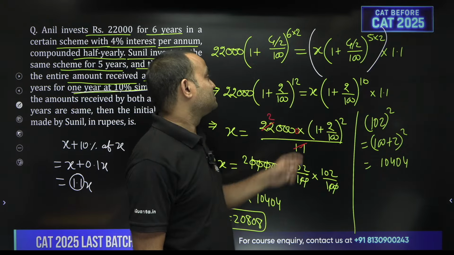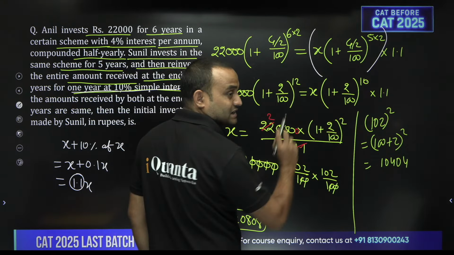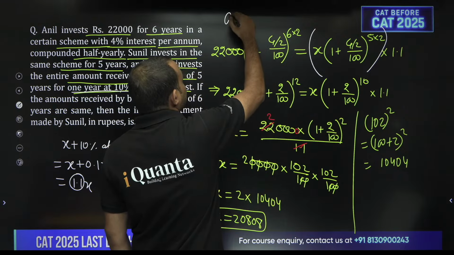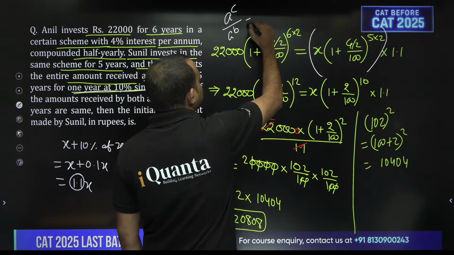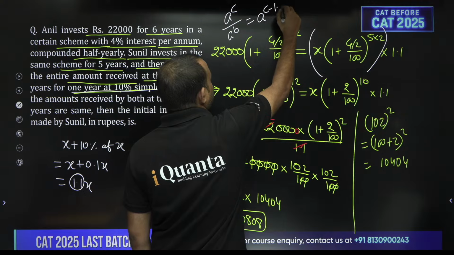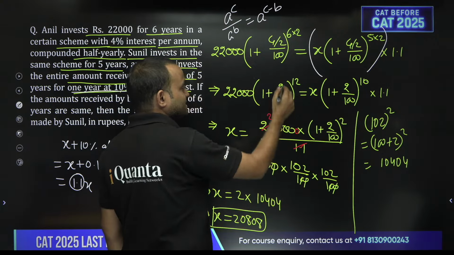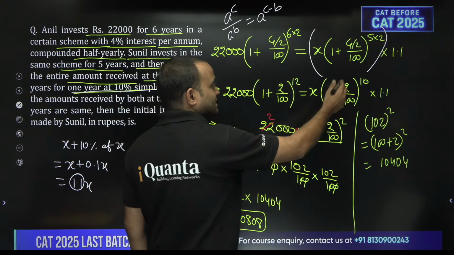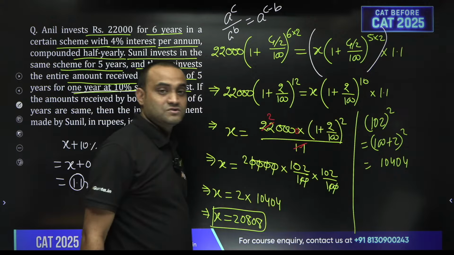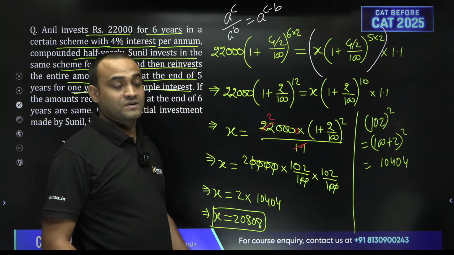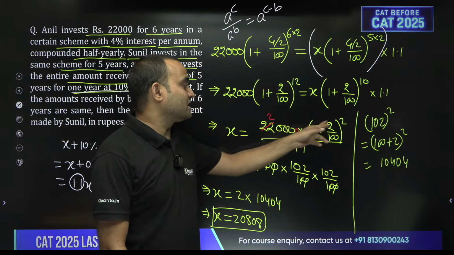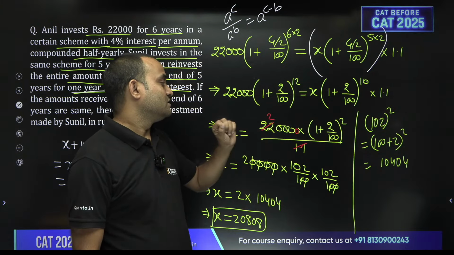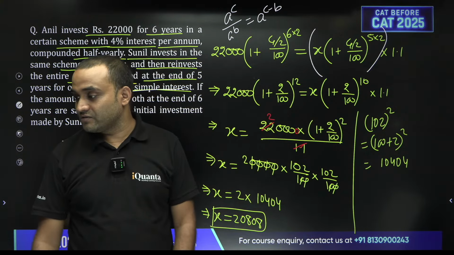So, from there, this is power 12, this is power 10, right? A to the power c divided by a to the power b is equal to a to the power c minus b. So, this is something to the power 12 and this is something to the power 10. So, what will be left? 2 will be left. 12 minus 10 is equal to 2. So, we get the square here, right? And then we just need to solve it, all right?